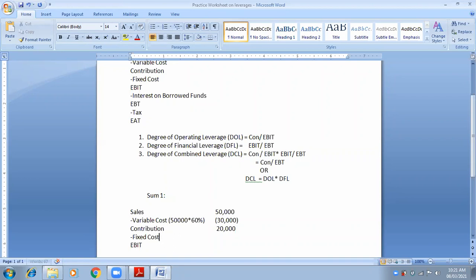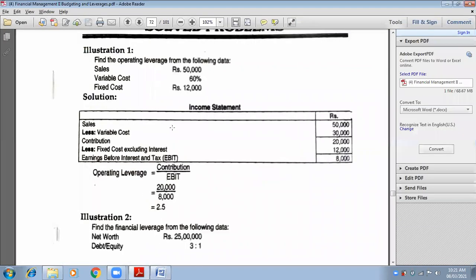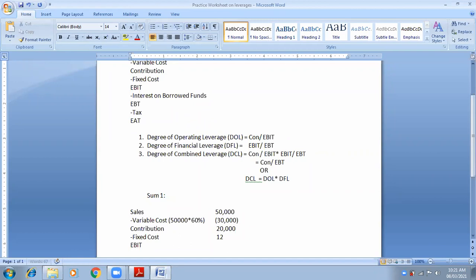Okay. What is fixed cost? It is given in the question. What is fixed cost? 12,000. Very good. This is already given in the question and we need to put this amount into bracket. So 20,000 minus 12,000. What will be your EBIT? 8,000. Very good.